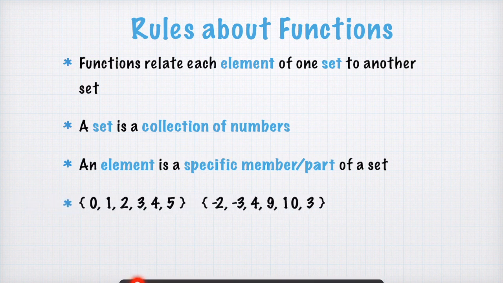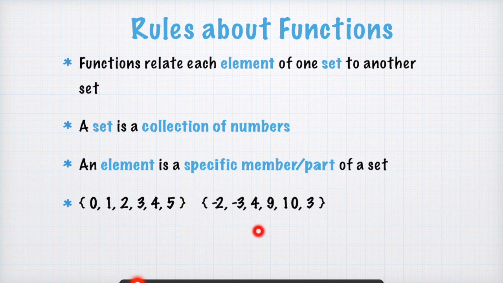Here are some examples. We have the set 0, and by the way, we use curly brackets to help us find them. We have the set 0, 1, 2, 3, 4, 5. This is a set, it's a collection of numbers, and an element is one specific number. So 0 is an element of this set. 3 is an element of this entire set.